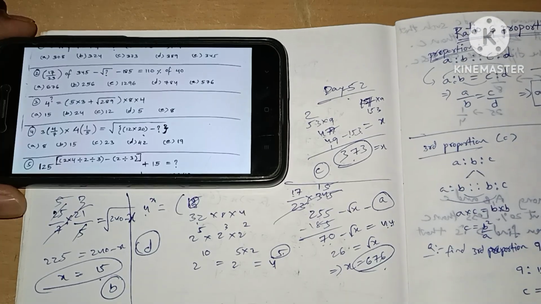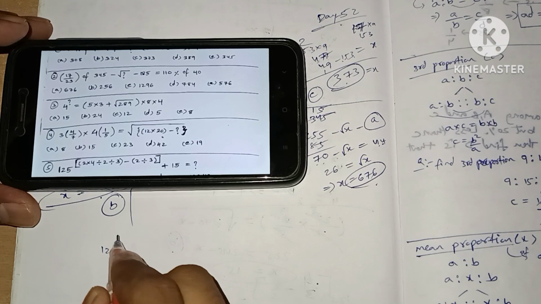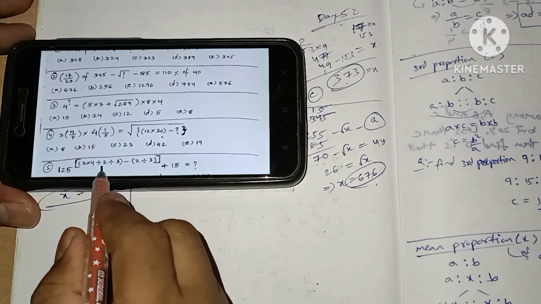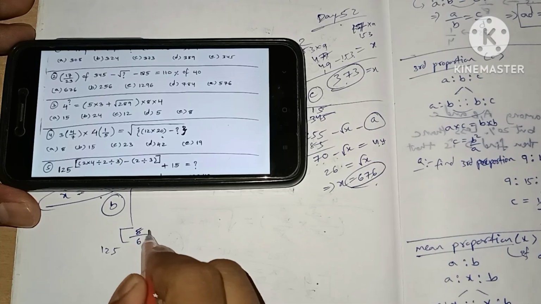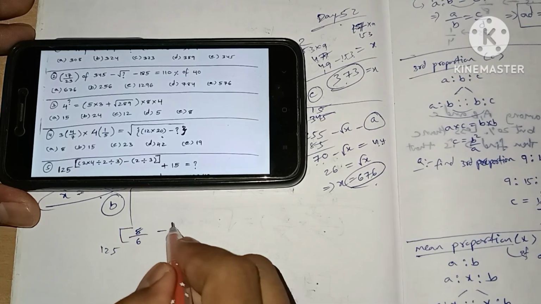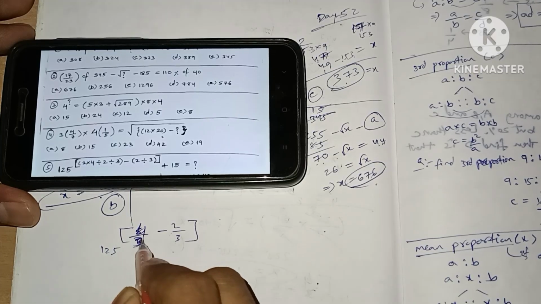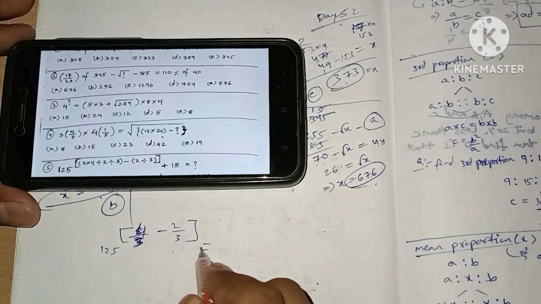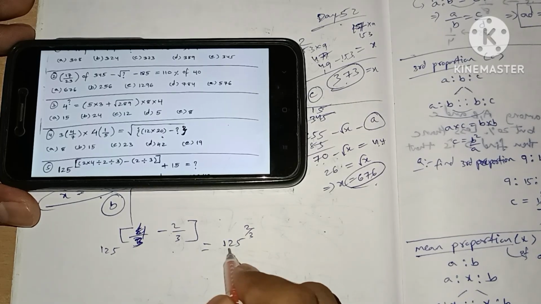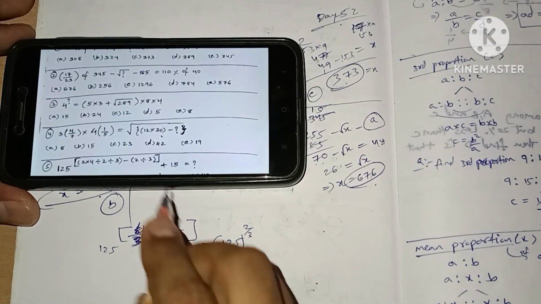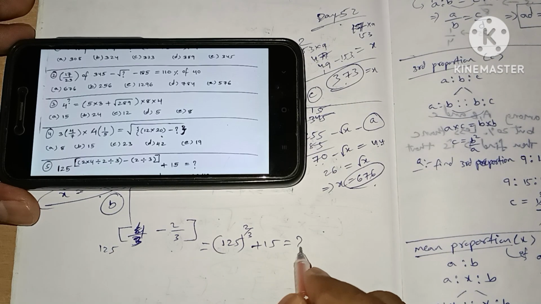Next, fifth question. 125 power of 4 2 times 8 divided by 2 3 times, which will be 6. 8 divided by 6 minus 2 divided by 3. This is 4 divided by 3. So we get 125 whole power 2/3. Okay, and this plus 15 equals question mark.